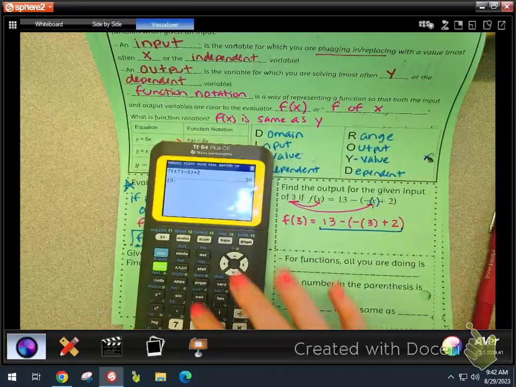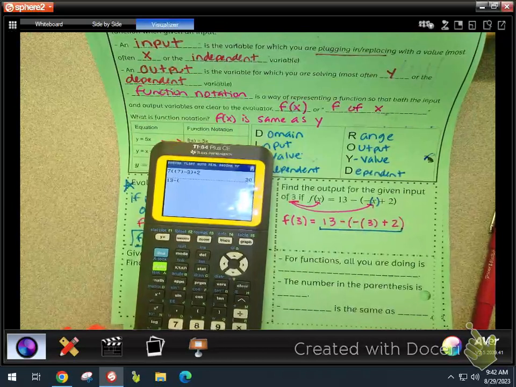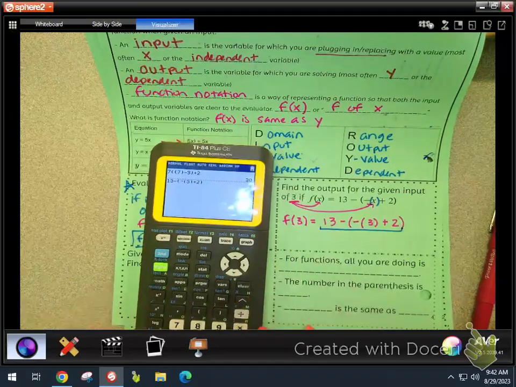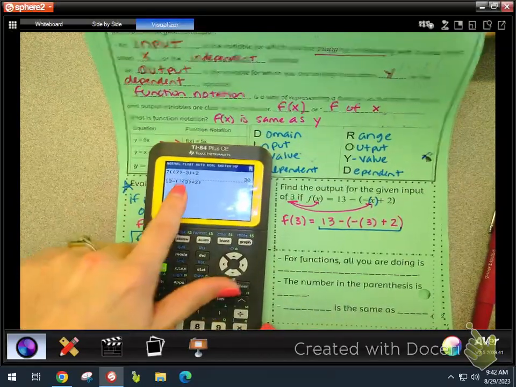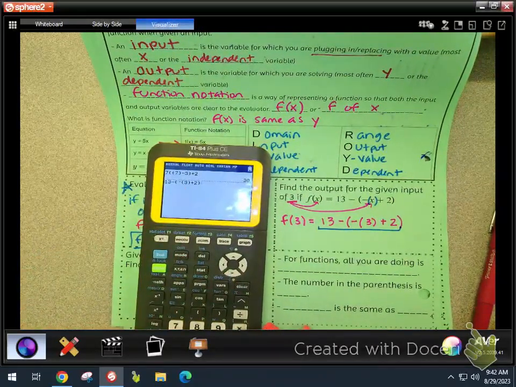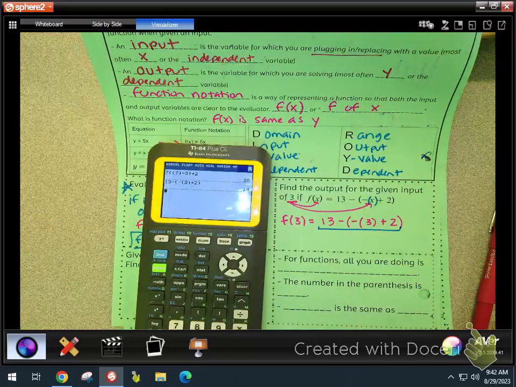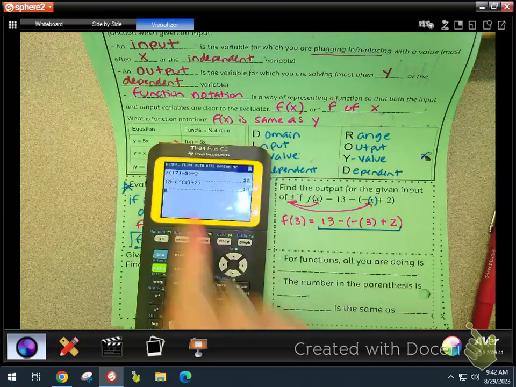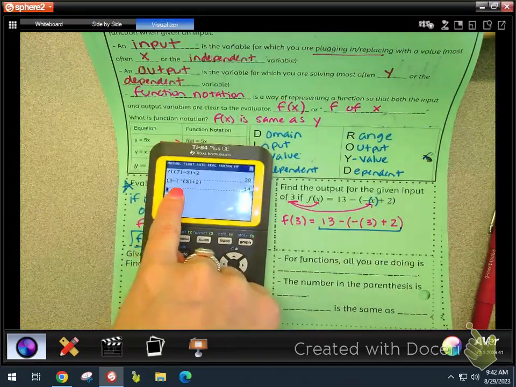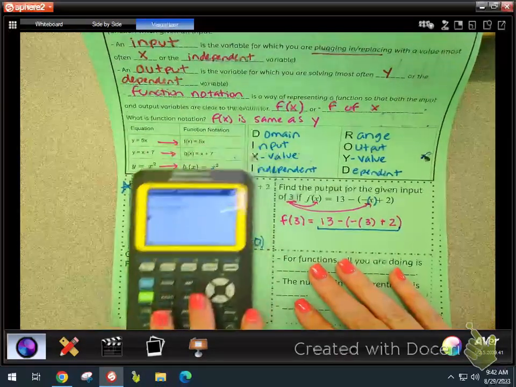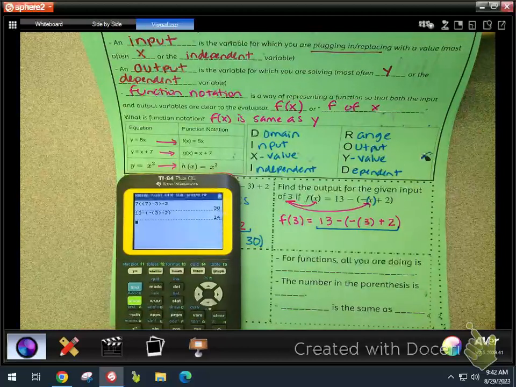13 minus. It is a lot of calculator work. If you don't put the parentheses correctly, you'll get the wrong answer all the time. I think you have to put a negative in front of the 3. Yeah, so be careful. So minus is after the 13, and the negative is in front of the parentheses there. Just highlight, press enter, and then you can move it over.